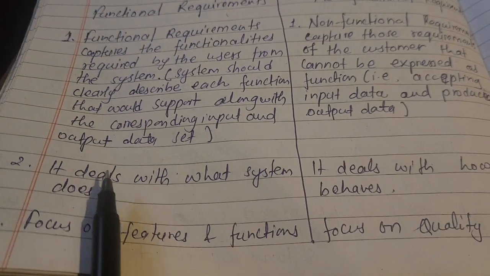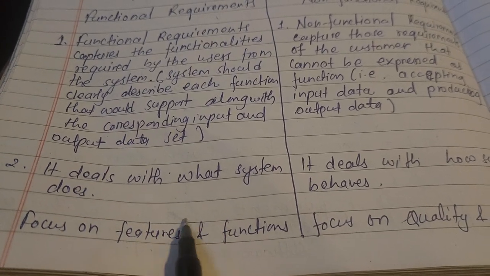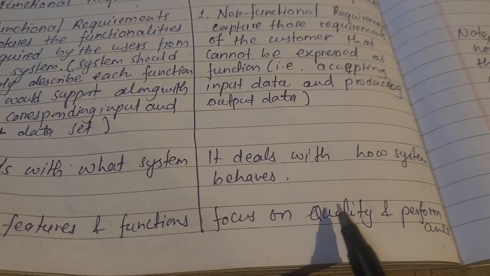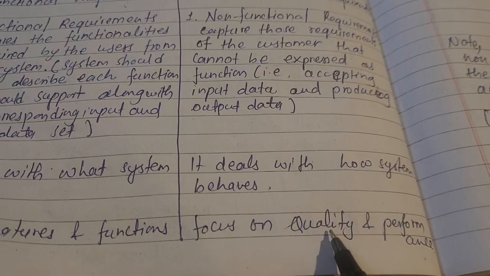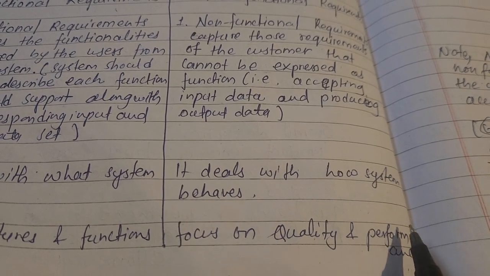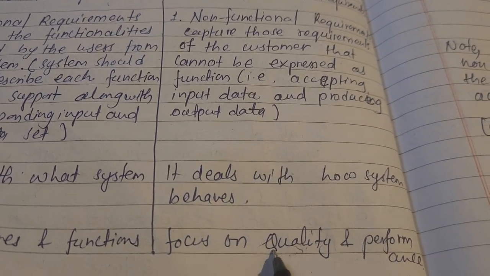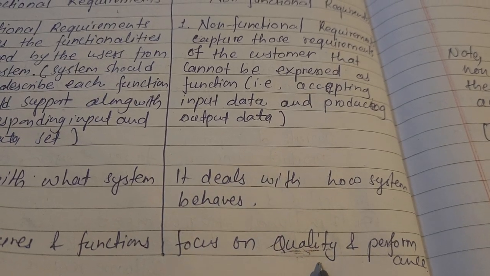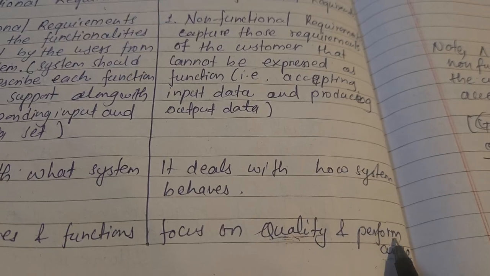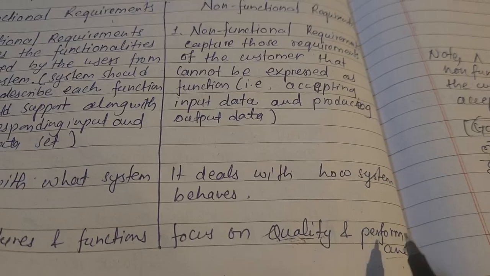Functional deals with what the system does, meaning what features and functions we get from the system. Non-functional deals with how efficiently and how effectively the functions will work, how much quality there will be in our system, and how the performance will be. Non-functional requirements deal with quality and performance.